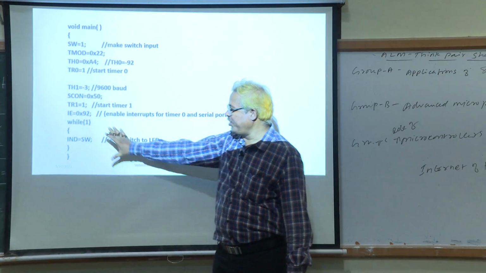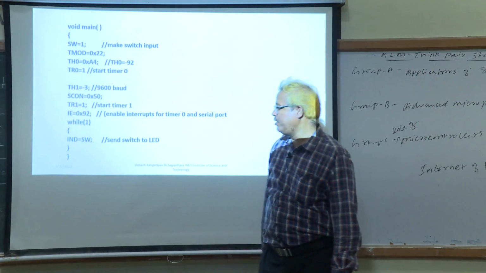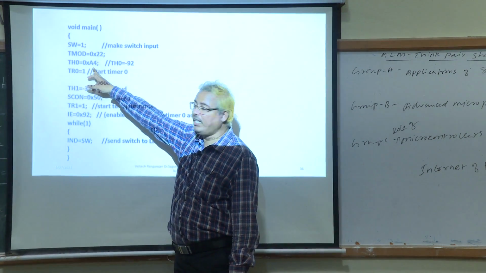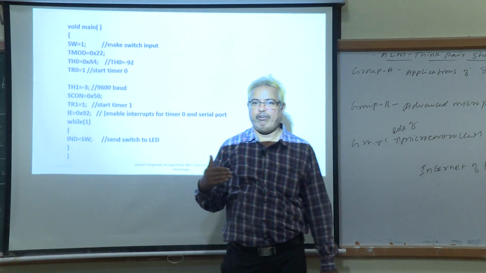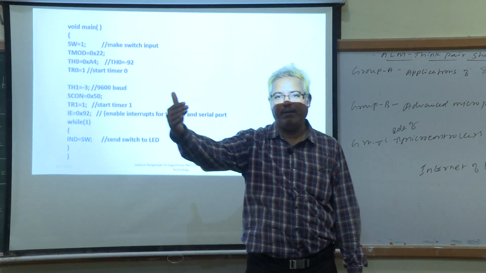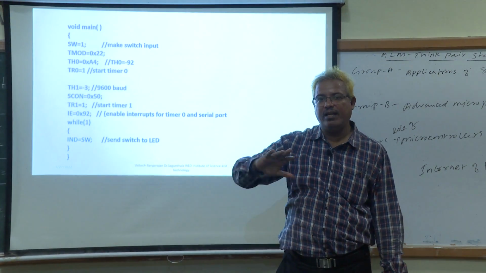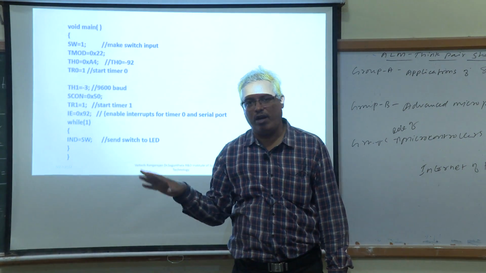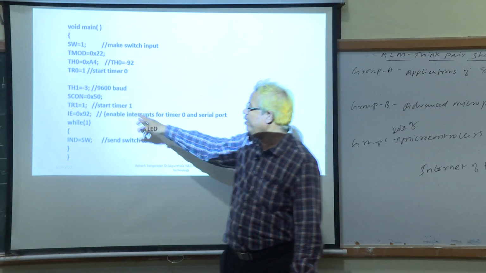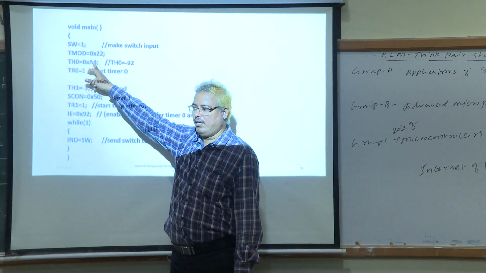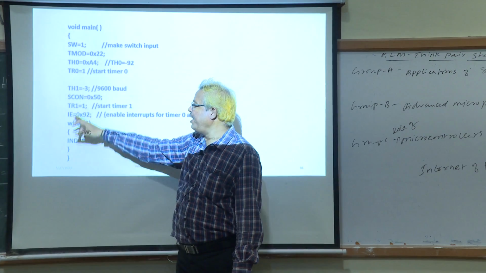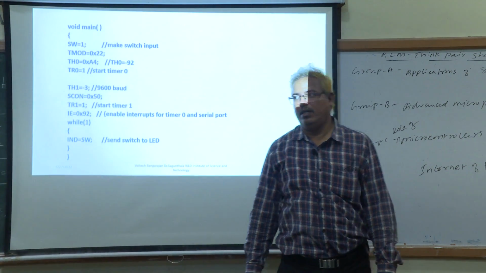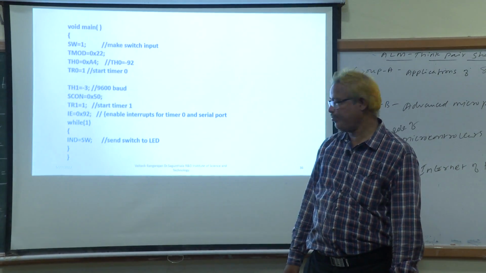The first function is while(1), IND is equal to SW. Whenever there is an overflow in the timer value from A4, the timer starts, and when it reaches FF, the square wave toggles. The function wave is equal to not of wave is called when there is an overflow in timer 0. If there is an overflow in timer 1, then the letter A will be transmitted.